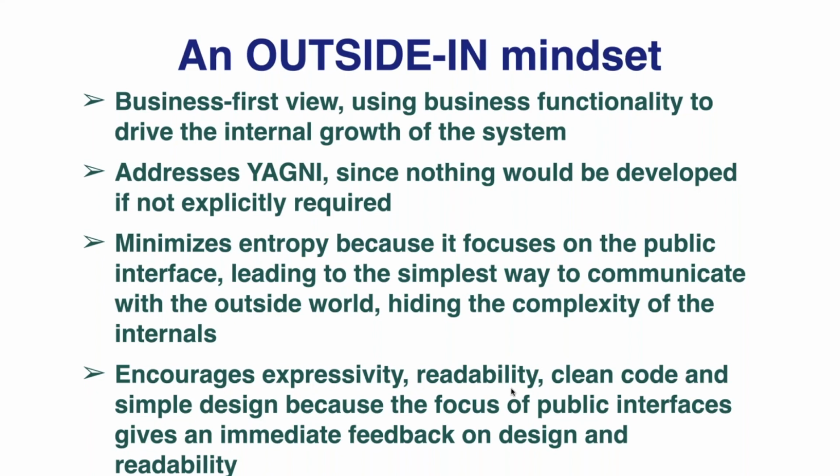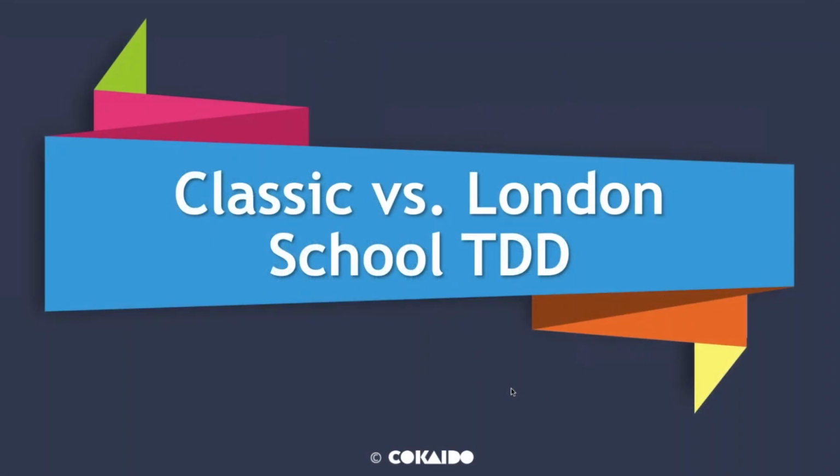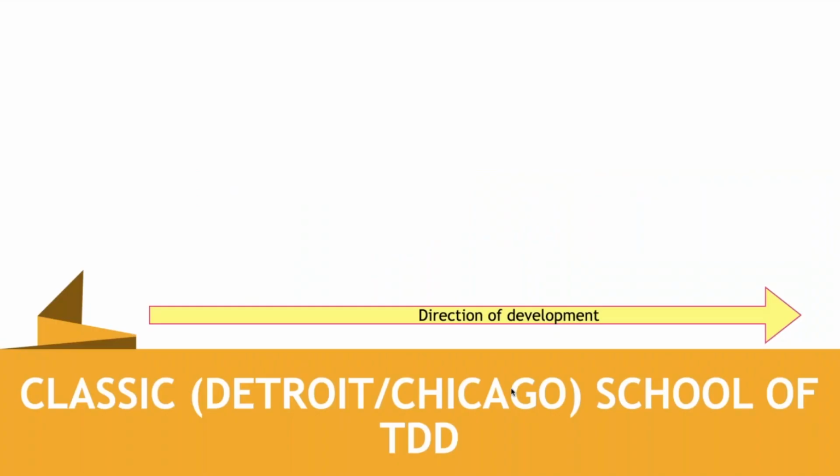Okay, I'm going to skip. So I'm going to talk about the two main schools of test-driven development. So there's the one that's called Classic and the one that's called the London School. There's several names of these. So if we do the Classic, also known as the Detroit or Chicago School of TDD, how do I write code? How do I approach?